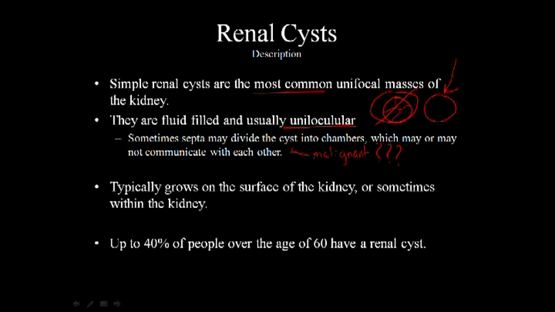They typically grow on the surface of the kidney or sometimes within the kidney. So typically going to be surface related. And up to 40% of people over the age of 60 may actually have a renal cyst. So that's quite a large bit of the population. And so you may see a lot of patients that actually have this, or you may not see anyone that has it. Just kind of where your clinicals are and where you are as a tech.